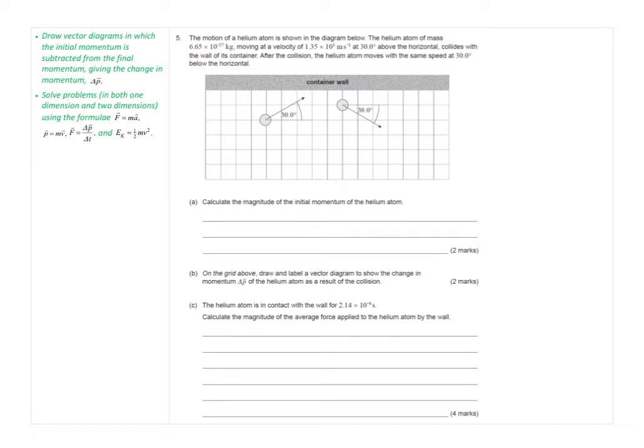So calculate the magnitude of the initial momentum. Calculate the magnitude, just the size, so we don't need to worry about direction because it says magnitude. So yeah, always a good word to underline. We just need to worry about the size, not the direction, of the initial momentum of the helium atom. So the formula for momentum is P equals m times v. That is on your formula sheet, but you'll probably remember it without needing to check your formula sheet if you've done enough work this year.